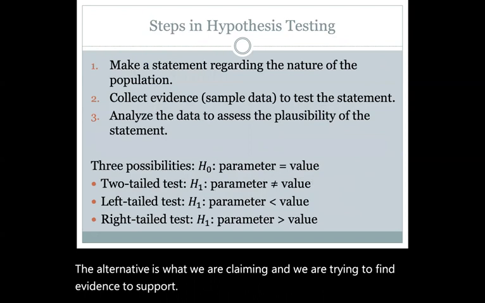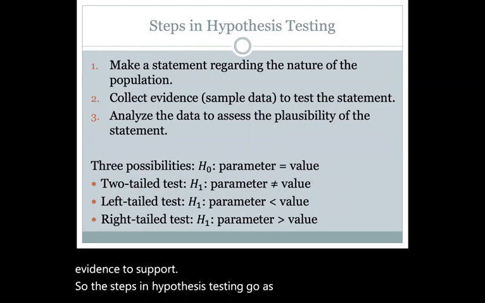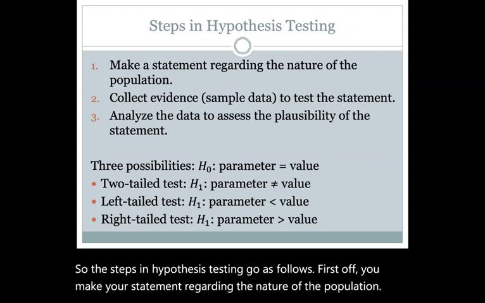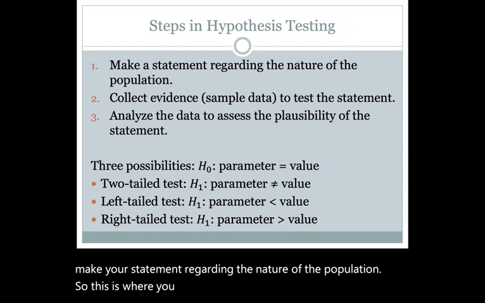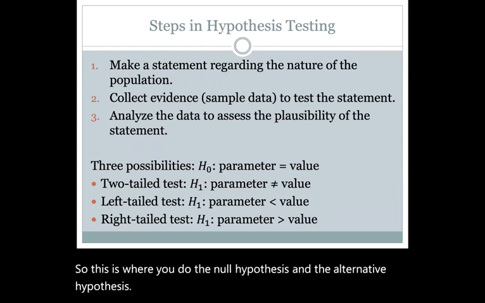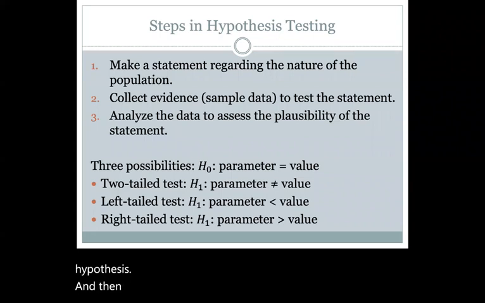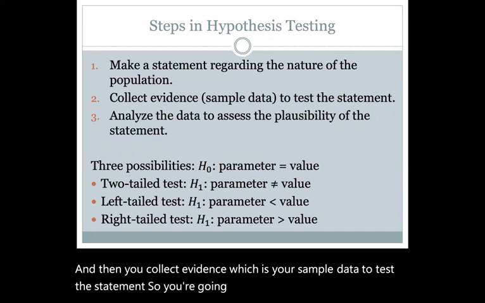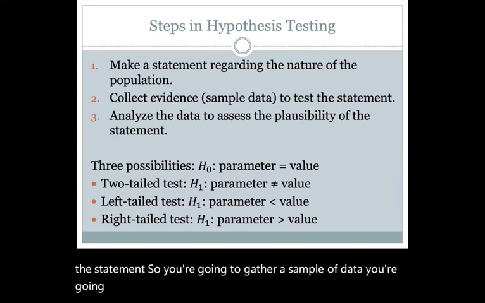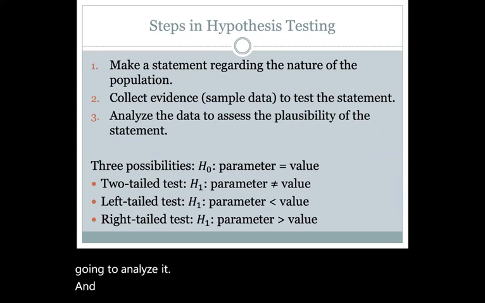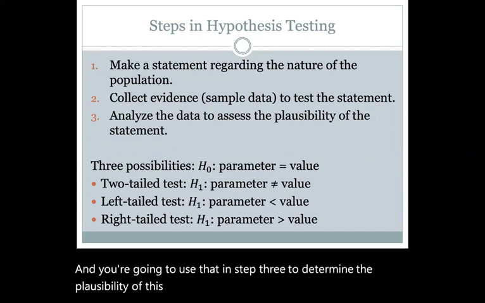So the steps in hypothesis testing go as follows. First off, you make your statement regarding the nature of the population. This is where you do the null hypothesis and the alternative hypothesis. And then you collect evidence, which is your sample data, to test the statement. So you're going to gather a sample of data, analyze it, and use that in step 3 to determine the plausibility of the statement. In other words, is there enough to support the alternative or not?